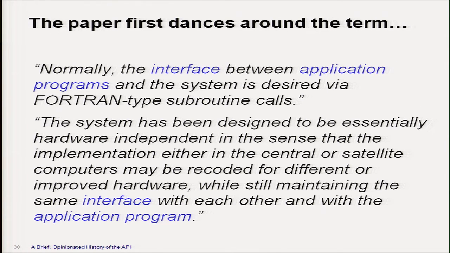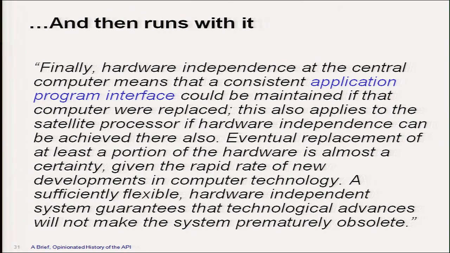The paper first dances around the term. It says, normally, the interface between application programs and the system is desired via Fortran-type subroutine calls. The system has been designed to be essentially hardware independent in the sense that the implementation either in the central or satellite computers may be recoded for different or improved hardware while still maintaining the same interface with each other and with the application program. And then it runs with it. It says, finally, hardware independence at the central computer means that a consistent application program interface could be maintained if that computer were replaced. This also applies to the satellite processor if hardware independence can be achieved there also.